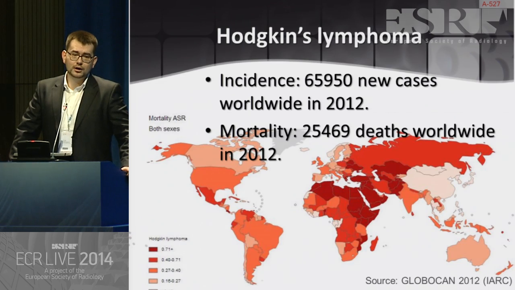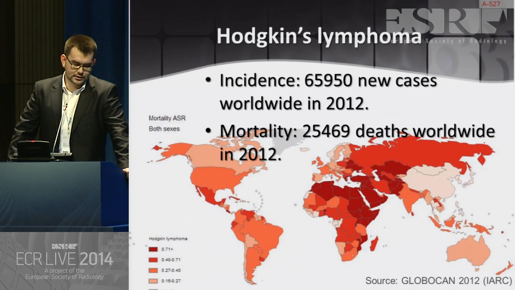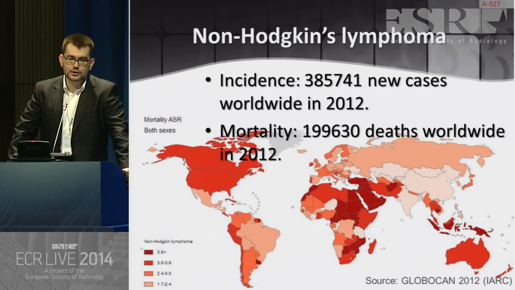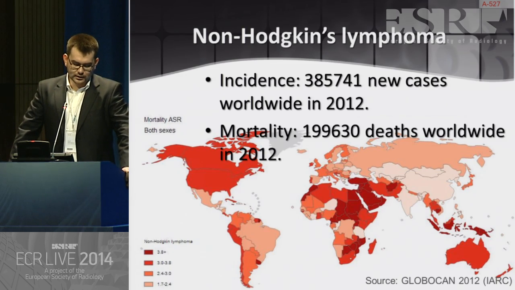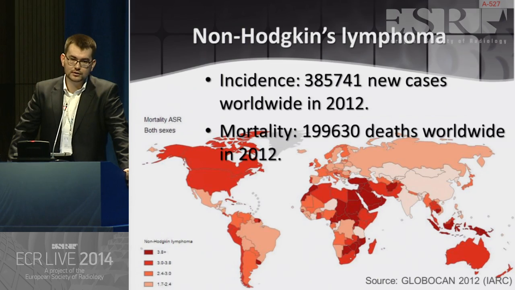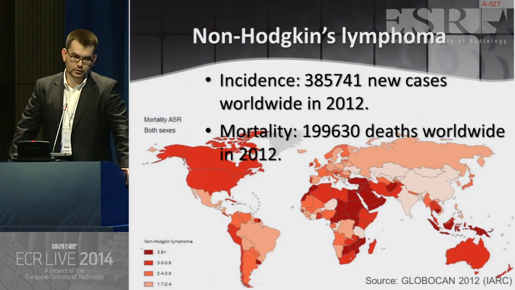For Hodgkin lymphoma, almost 66,000 new cases are estimated to have been diagnosed worldwide in 2012. More than 25,000 deaths have been caused by Hodgkin lymphoma. Non-Hodgkin lymphoma occurs more frequently. More than 385,000 new cases were diagnosed in 2012, and almost 200,000 deaths were caused by non-Hodgkin lymphomas.